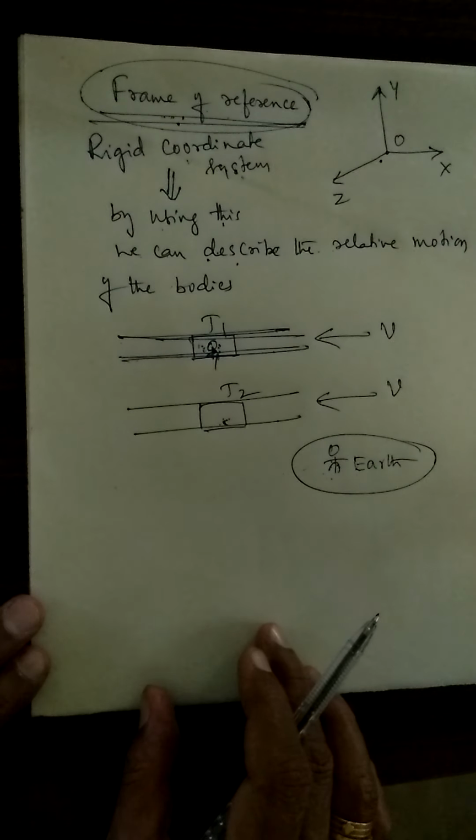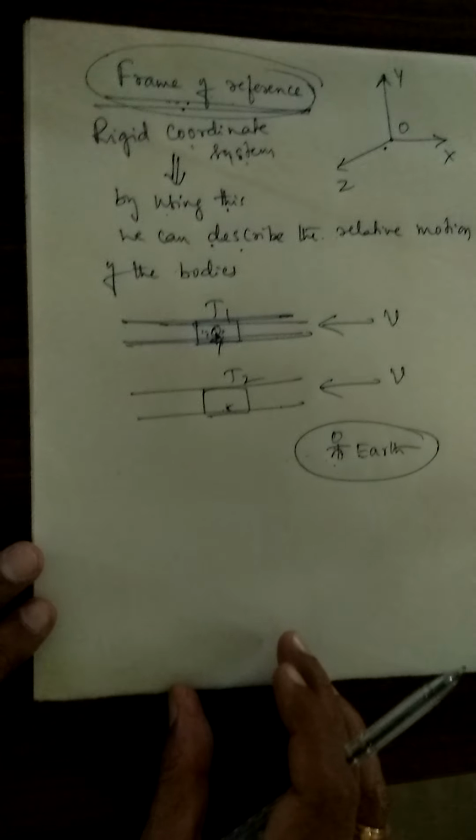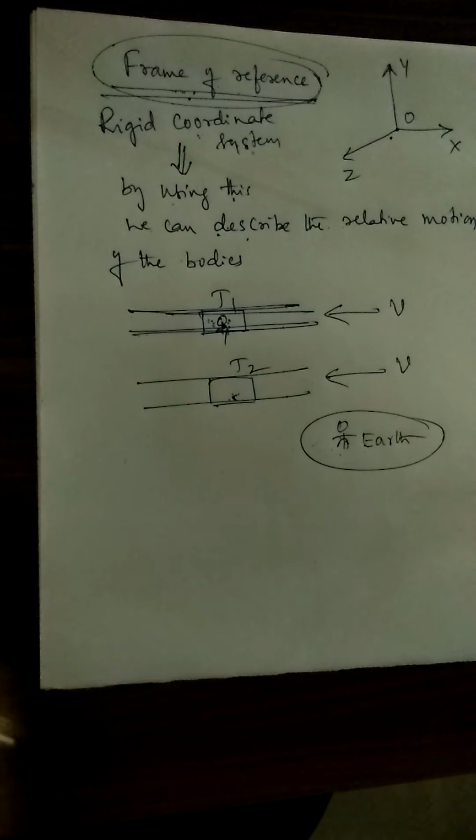Take your own first PUC book, see the dynamics. Under that, you have the relative motion. Just go through that relative motion. Relative velocities especially we require.